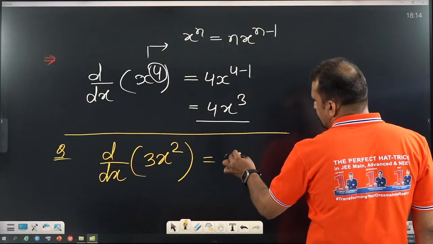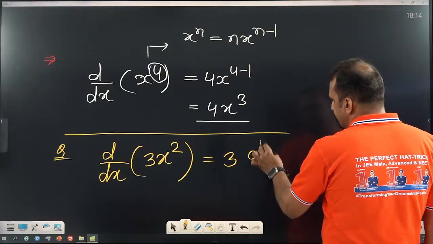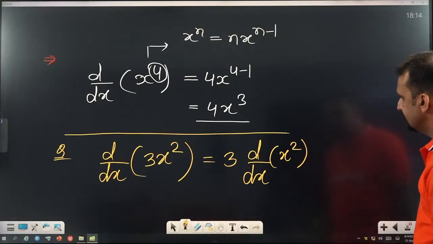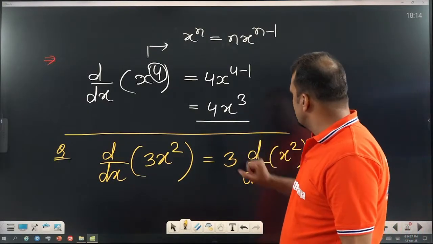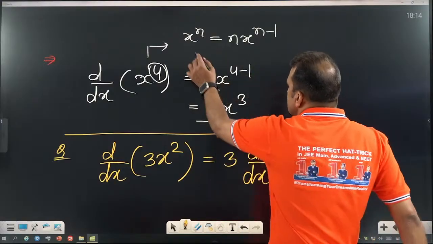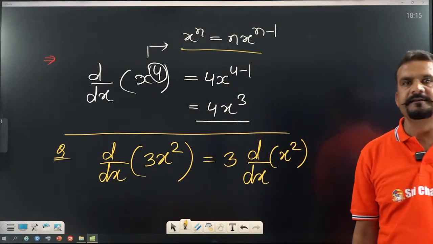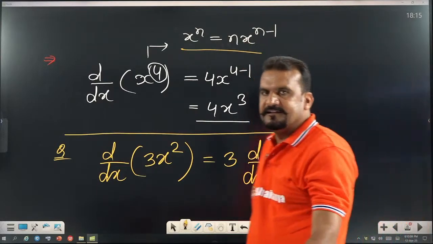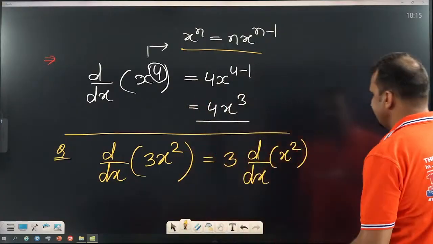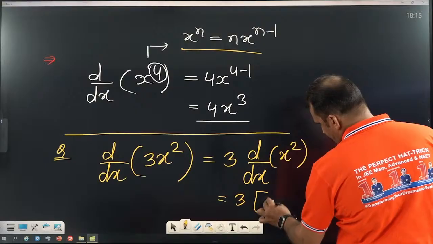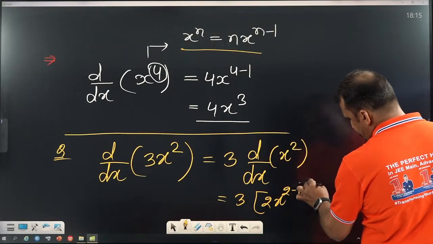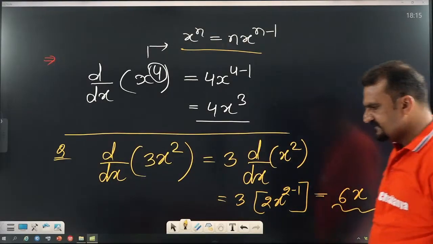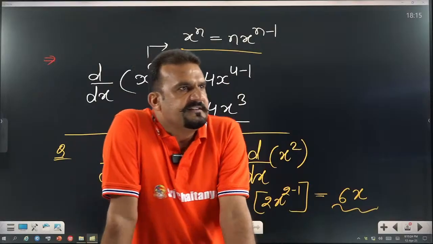Then what is the rule? Constant 3 is outside. Then what is our rule? d over dx of x square. This is the differentiation. Now what to apply? This 3 has gone outside. For x square differentiation, we will use the same rule, x to the power n. Differentiation of x to the power n is n into x to the power n minus 1. Then we can take this as 3 into 2 into x to the power 2 minus 1. This is equal to 6x. What is the differentiation going to be? 6x is the right answer. I think up to here everything is clear.